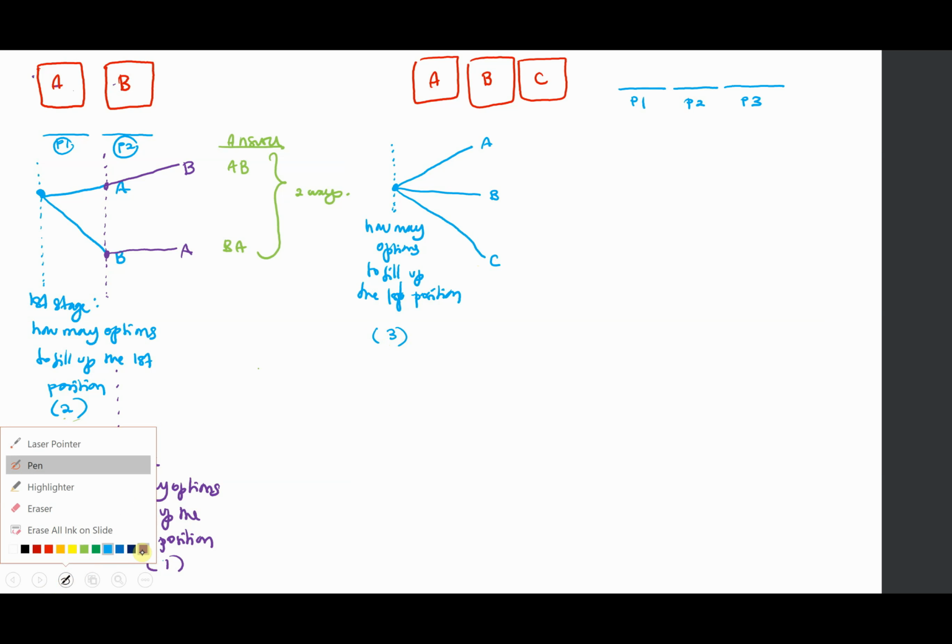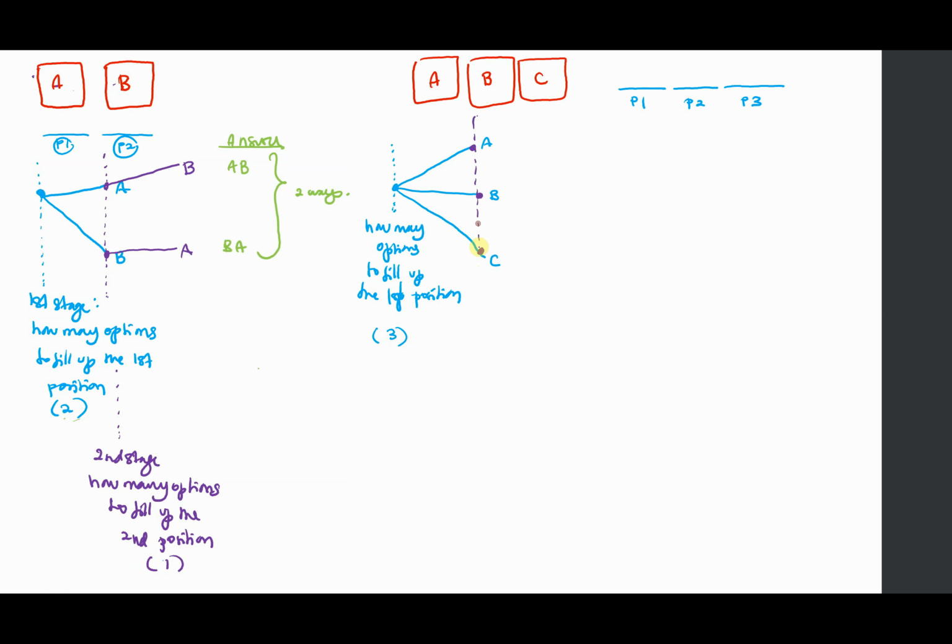Now if you move on to the next stage, this next stage here is the second stage. Di mana dekat second stage ni sebenarnya you are interested to find out how many options, berapa pilihan yang you ada, how many options to fill up the second position, which is this one here, the second position. So now, bear in mind, kalau you dah pilih dah 1 card, you mesti tinggal lagi 2 card. You ada 2 option sahaja lagi yang tinggal.